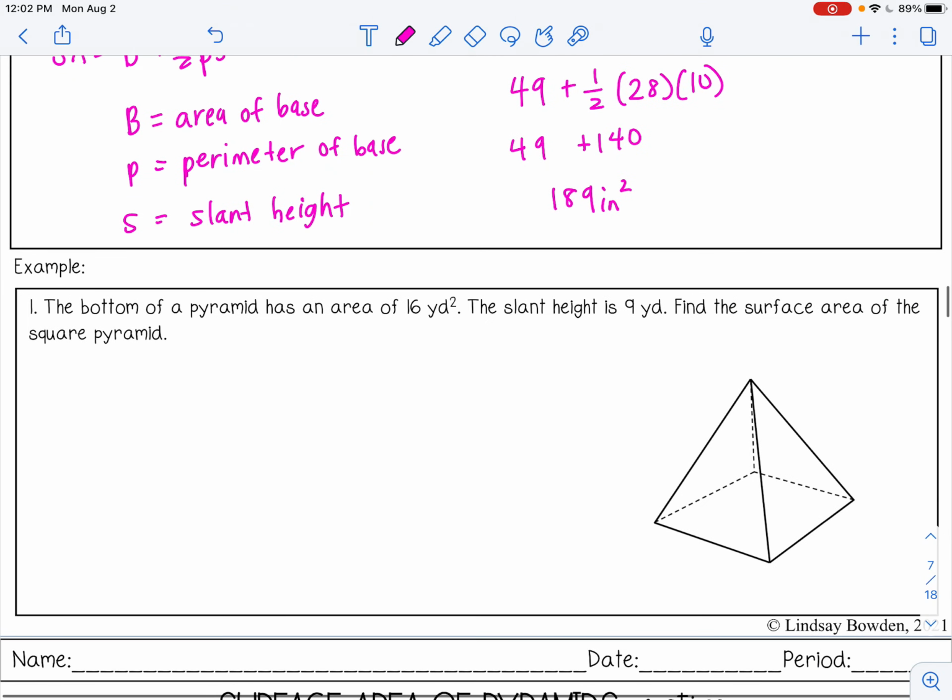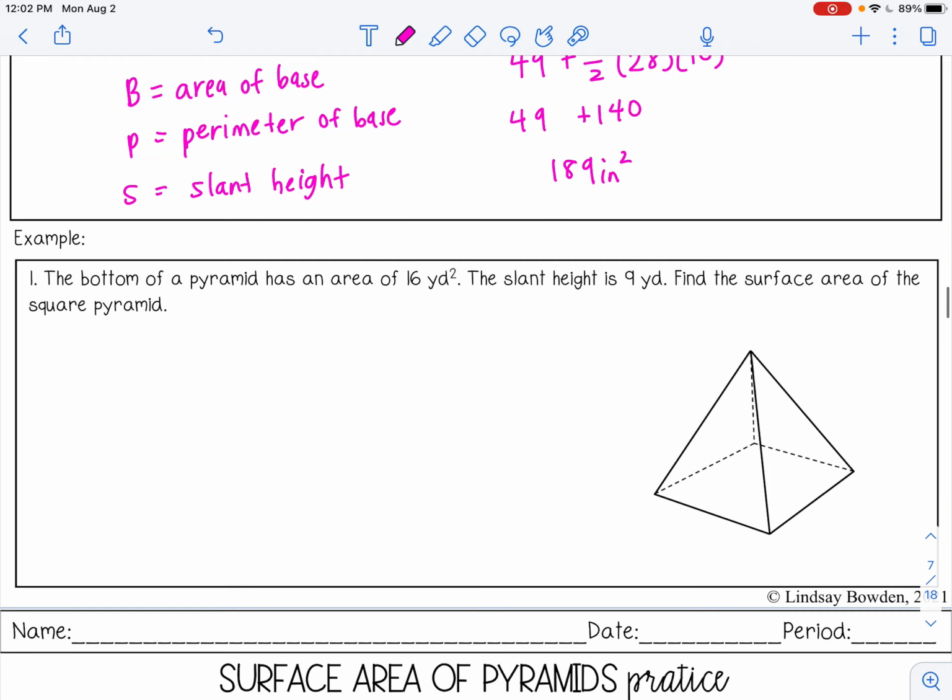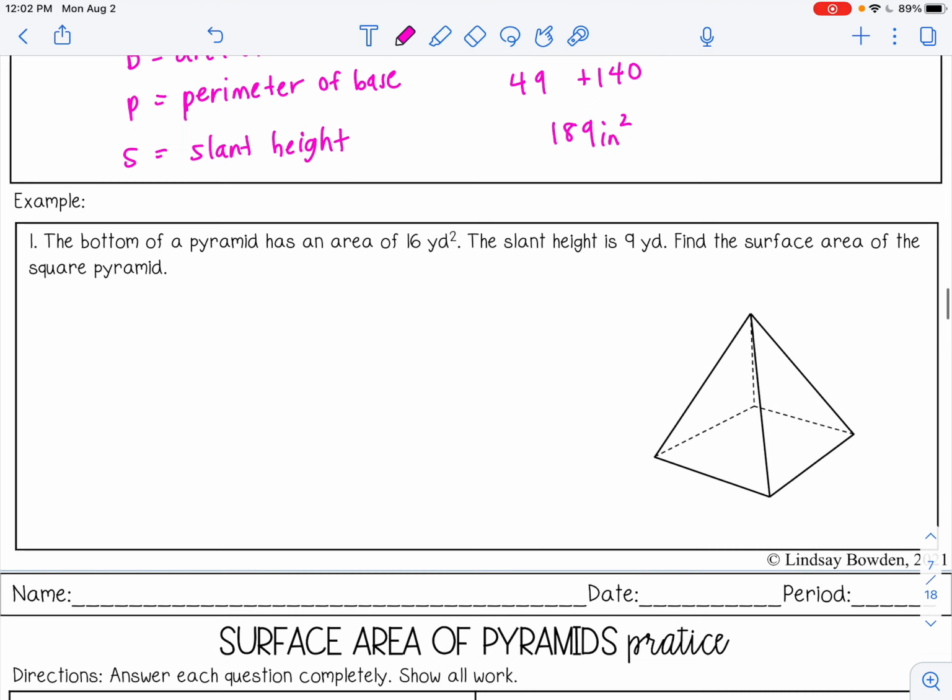All right, let's try this example. The bottom of a pyramid has an area of 16 yards squared. The slant height is 9 yards. Find the surface area of the square pyramid. Okay, so it's a square pyramid, which means if the base is 16 yards squared, that means each side is 4 by 4, that's 16. The slant height is 9.